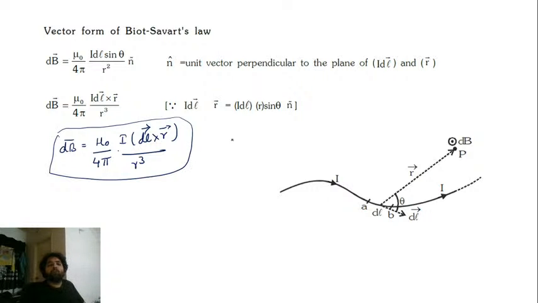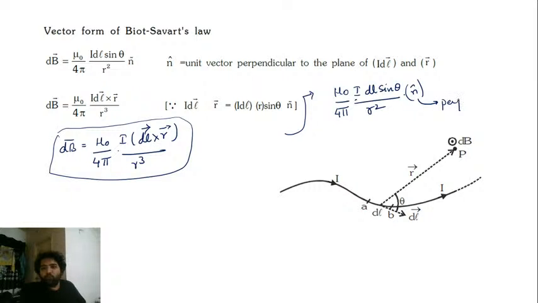Otherwise, you can also always use the magnitude form. We'll discuss a lot about the direction today. Always use the magnitude form, it will be easy, because I know cross product calculation is generally quite difficult. So for any such problem, you can directly write I dl into sin theta by r square n cap, where n cap is perpendicular to the r vector and l vector. Got it? So this is Biot-Savart's law in multiple fashion.